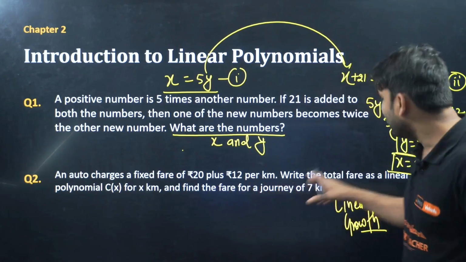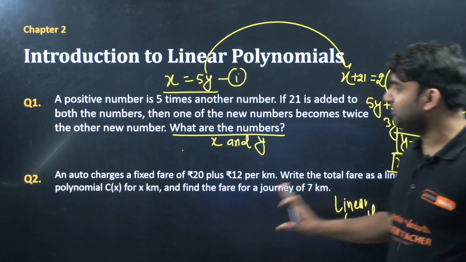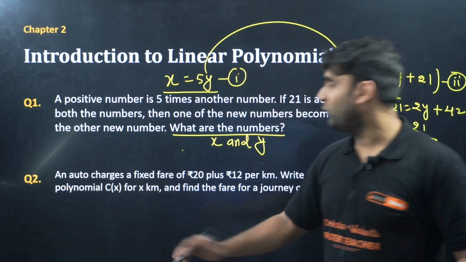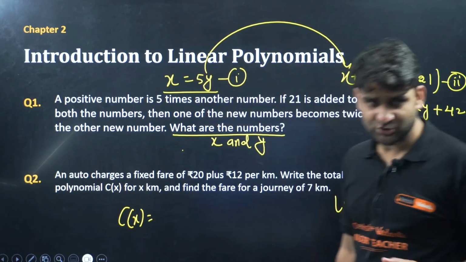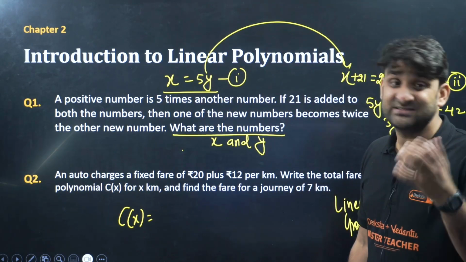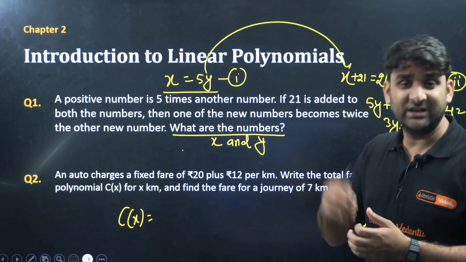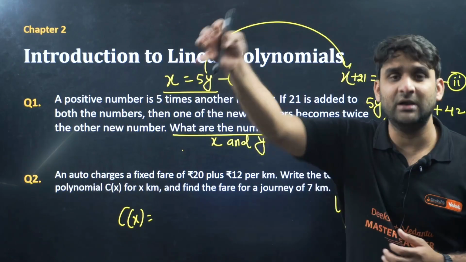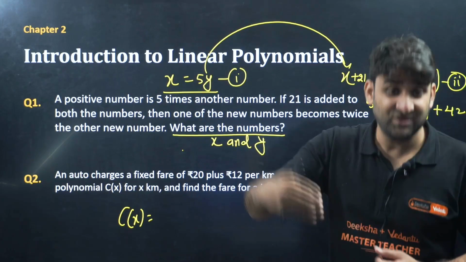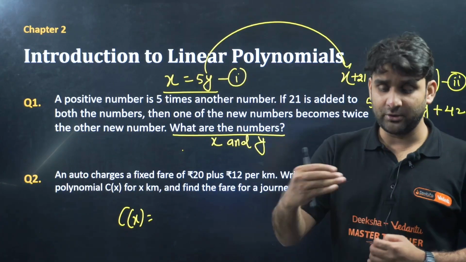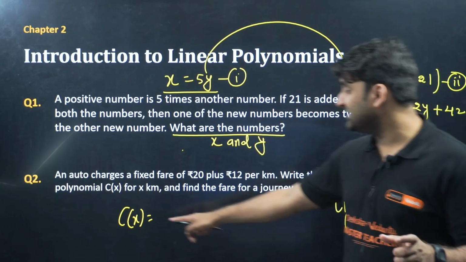Okay. Write the total fare as a linear polynomial C(x). So what will be the equation? C(x). C means charge and x is variable, so x is kilometer basically. When you sit in a cab and you are traveling by a cab, what is varying there? The distance is varying. Distance is increasing. 1 kilometer, 2 kilometer, 3. So basically x is kilometer here.